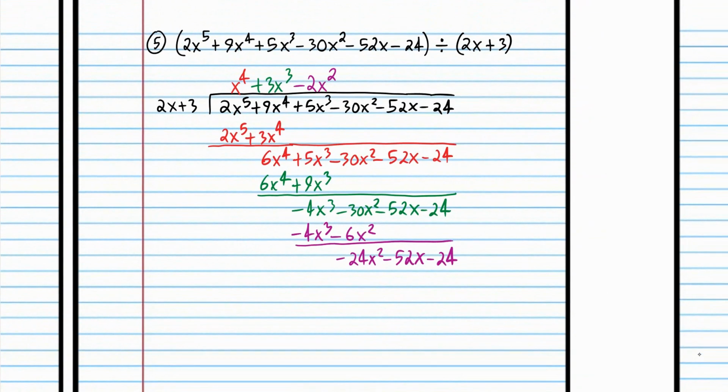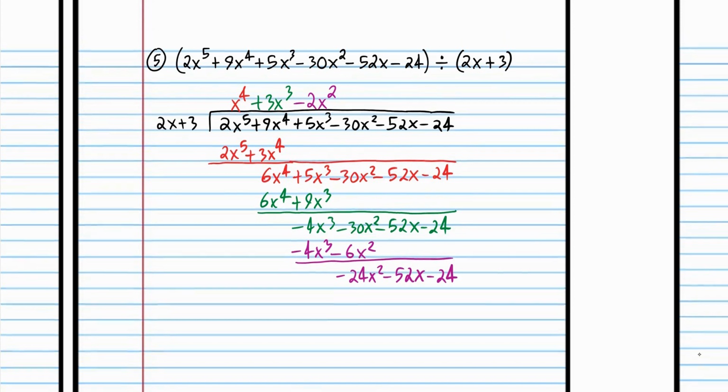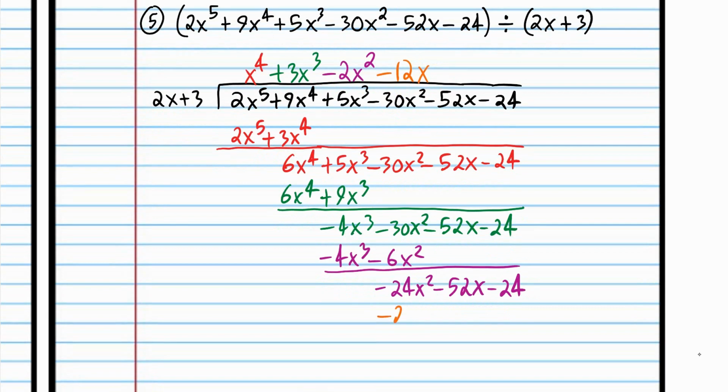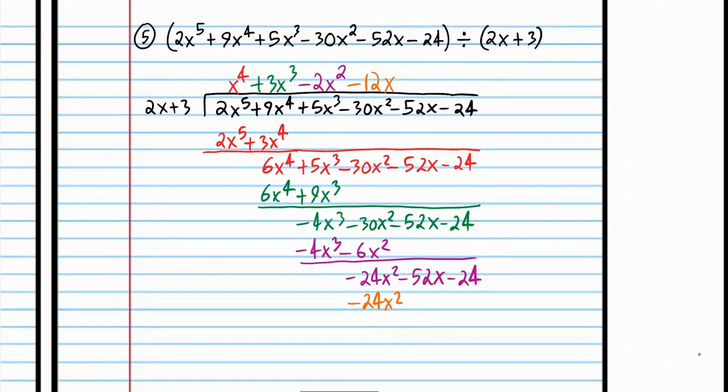So that was the end of cycle number 3. Now we're on to cycle 4. Again, we go back to the same thing. The first term in our divisor times what is equal to the first term in the remainder, and the answer is negative 12x. Why is that? Because when you multiply negative 12x times 2x, you get negative 24x squared, which is the exact same number that you see here, so that when we subtract, those are going to cancel out.